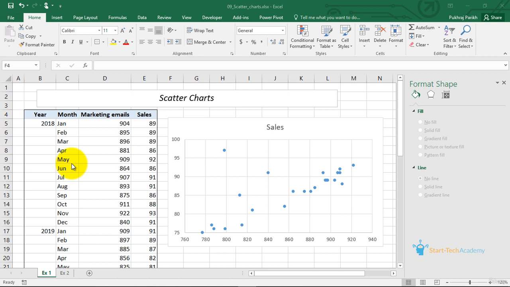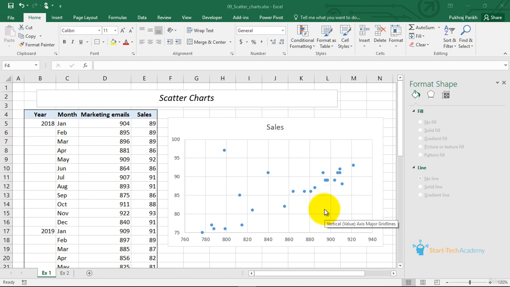A scatter plot differs from most of the other chart types in that both axes display values. That is, the horizontal axis is not a category axis in a scatter plot. It also has values. This type of chart is often used to show the relationship between two variables.